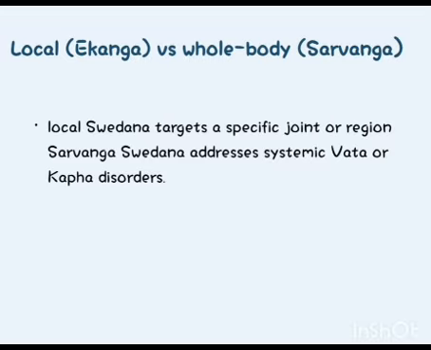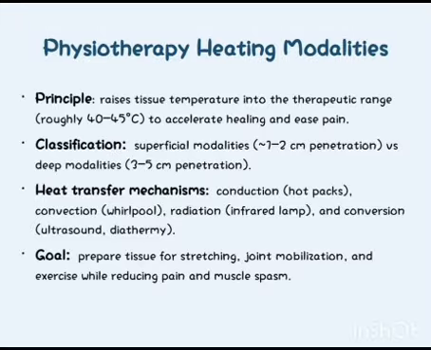Physiotherapy heating raises tissue temperature into the therapeutic range, roughly 40 to 45 degrees Celsius, to accelerate healing and ease pain. Classification: superficial modalities and deep modalities. Heat transfer mechanisms: conduction, convection, radiation and conversion. The goal of physiotherapy is to prepare tissue for stretching, joint mobilization and exercise while reducing pain and muscle spasm.